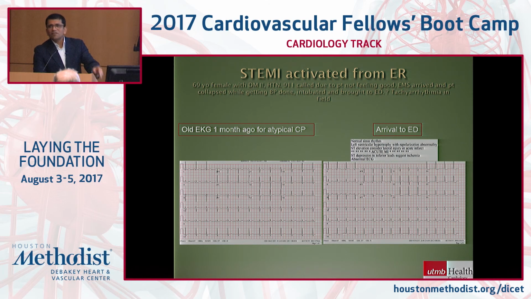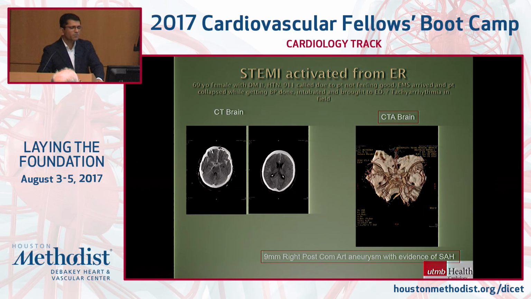So it's very important, if you do not have a very clear history, to be careful about taking these patients with out-of-hospital collapse or atypical symptoms to the cath lab. So this patient was asked to go through the CT scanner before coming to the cath lab, and the CT scan of the brain showed a subarachnoid hemorrhage.